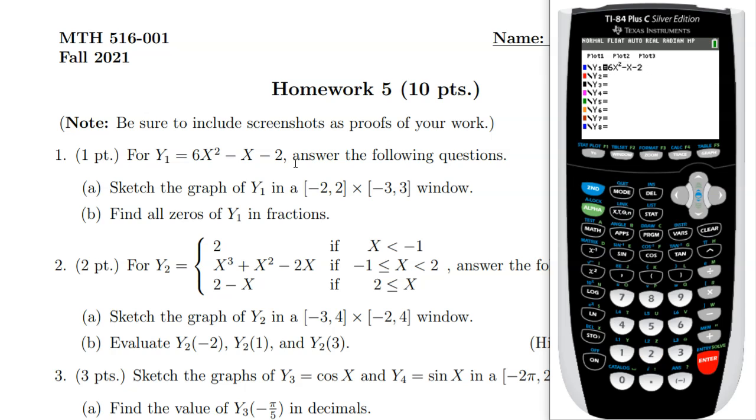Then we're going to specify the window size. So x min is -2, x max is 2, and y min is -3, and y max is +3. I'm going to go to window, and I actually did it before, so it's already set to -2 to 2 and -3 to 3. So we're going to just go ahead and sketch the graph.